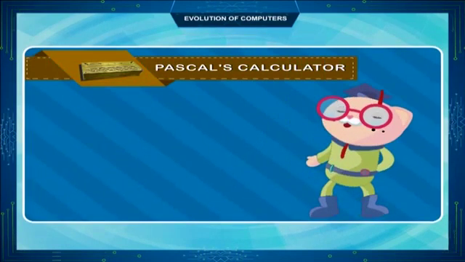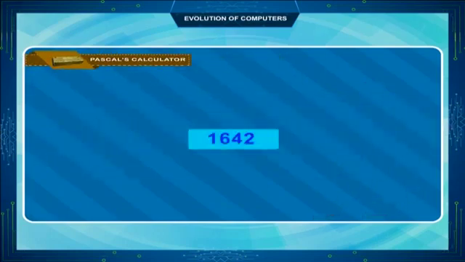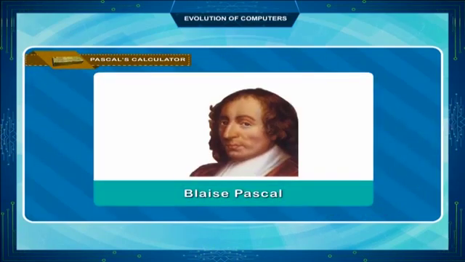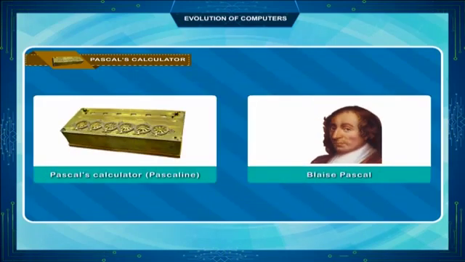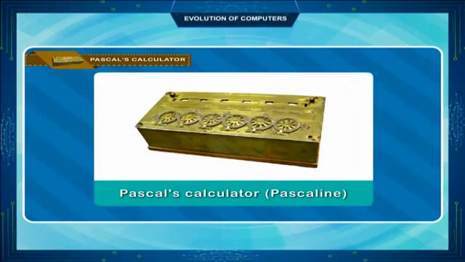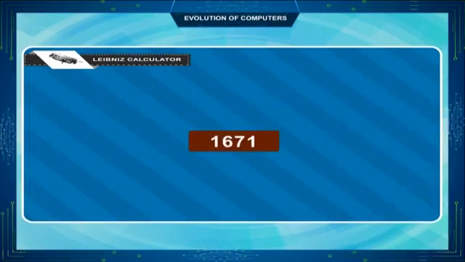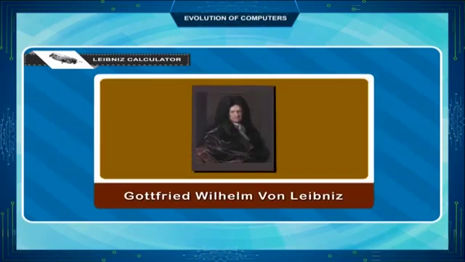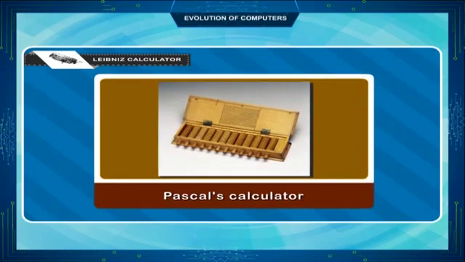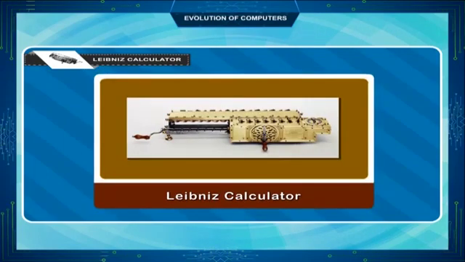Pascal's calculator. In the year 1642, Blaise Pascal, a French scientist, invented an adding machine called Pascal's calculator, which represents the position of digits with the help of gears in it. Leibniz calculator. In the year 1671, a German mathematician, Gottfried Wilhelm von Leibniz, modified the Pascal calculator and developed a machine which could perform various calculations based on multiplication and division as well.